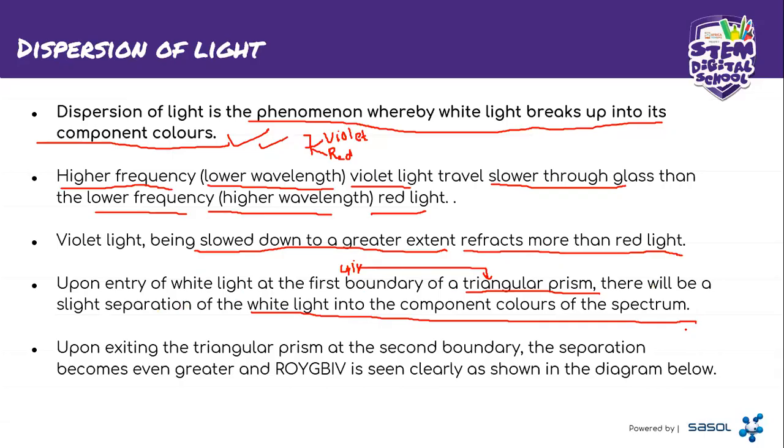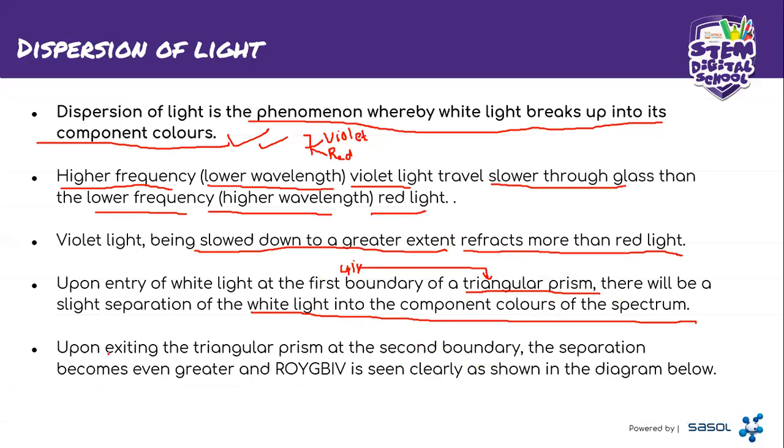So when white light comes from A and it goes into a triangular prism, the white light is going to break up into its component colors. And when it breaks up into its component colors, we say dispersion is taking place. But at the first boundary, when it strikes the triangular prism, you will find that the light partially separates into its component colors.